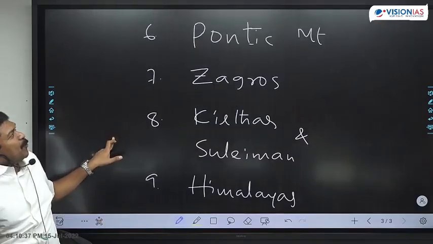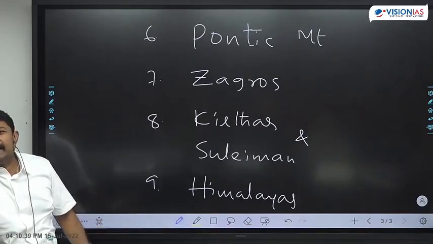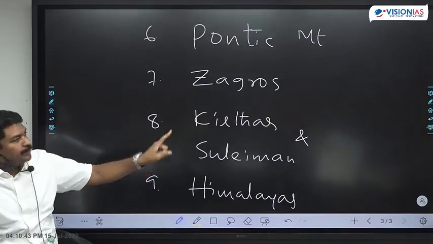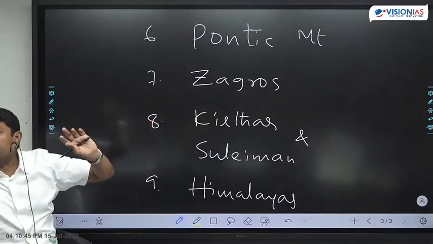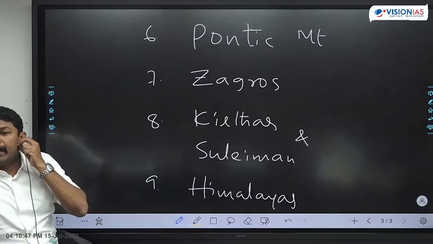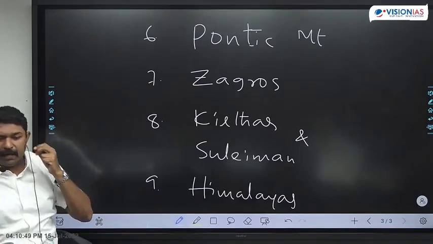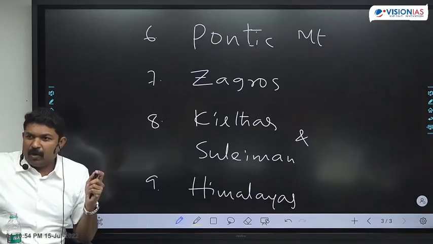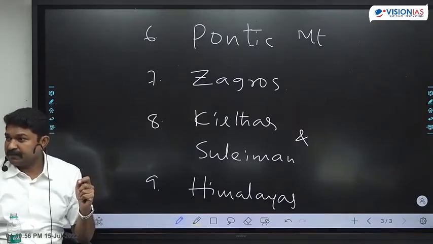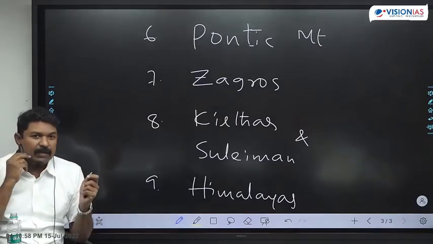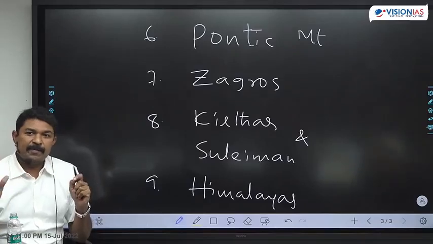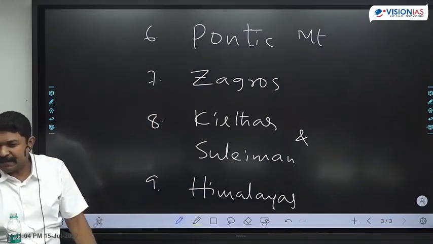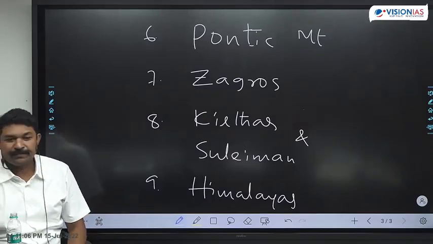This is called as Pontic or Pontine, P-O-N-T-I-N. Pontine mountains, but they are also called as Pontic mountains. Why Pontic? In the previous textbooks, the old textbooks, they have mentioned Pontic mountains. Now they are calling this one the Pontine. Whether it may be Pontine or Pontic, you write whatever is given in that list. Like Pontine is given, write down as Pontine.